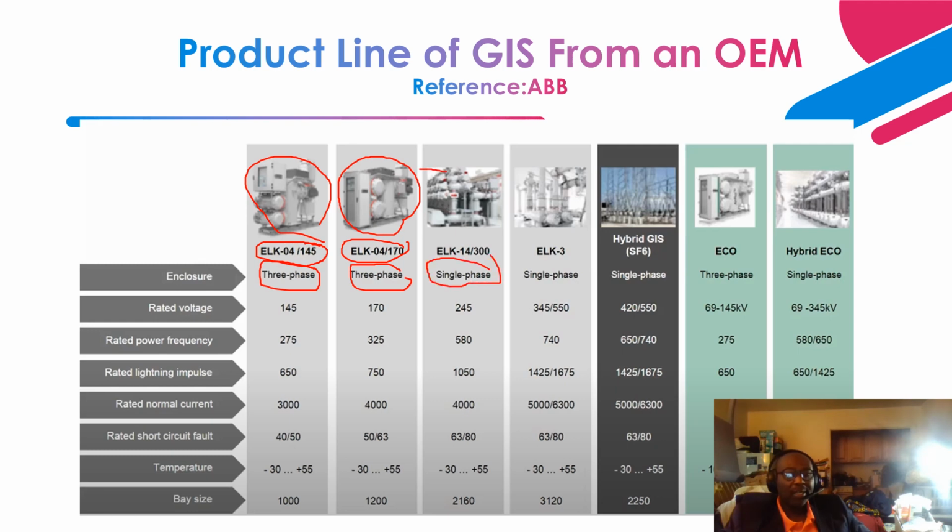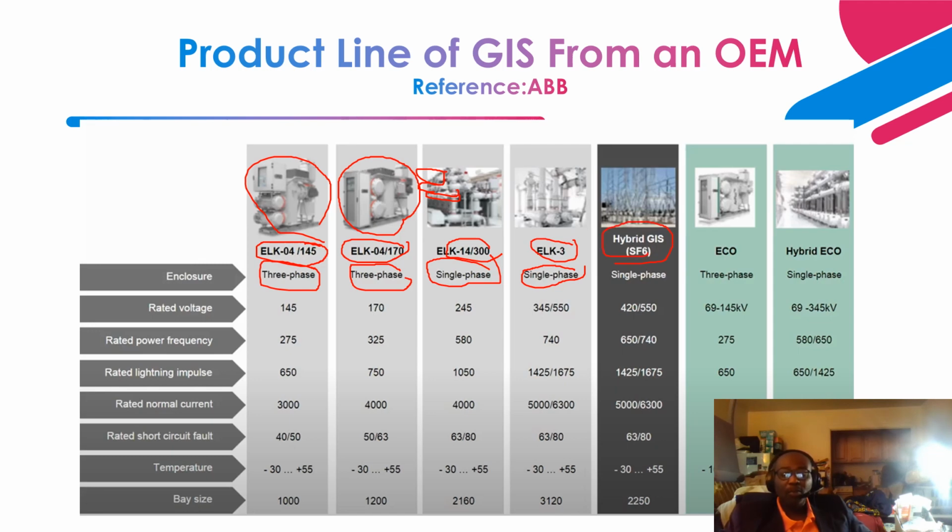As you can see over here, we have phase A, phase B, phase C as the buses, and this is the model number. Next is another single phase, and this is the model number. And next is a hybrid GIS. A hybrid is a combination of a single phase and a three phase. Next is the eco-friendly one.